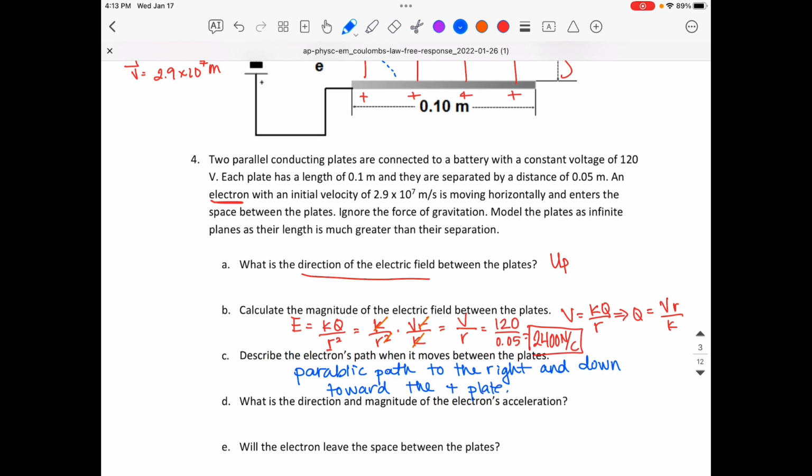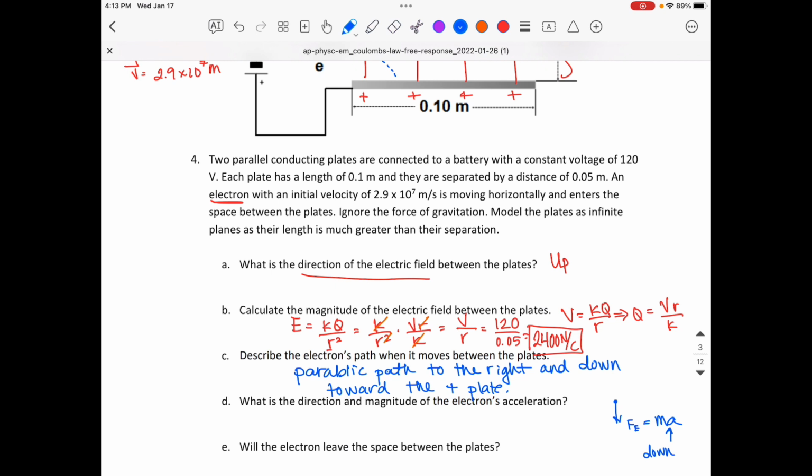Okay, what's the direction and magnitude of the electron's acceleration? If we draw a free body diagram, the only force acting on it is the electric force downward, and it is experiencing the electric force of the positive plate attracting it and the electric force of the negative plate repelling, but they're both in the downward direction. So we just can call it a downward force. There's no actual force pushing it to the right. It's just moving right due to constant velocity and inertia. And so the direction of acceleration, since force is downward and F equals ma, then a is also going to be downward.